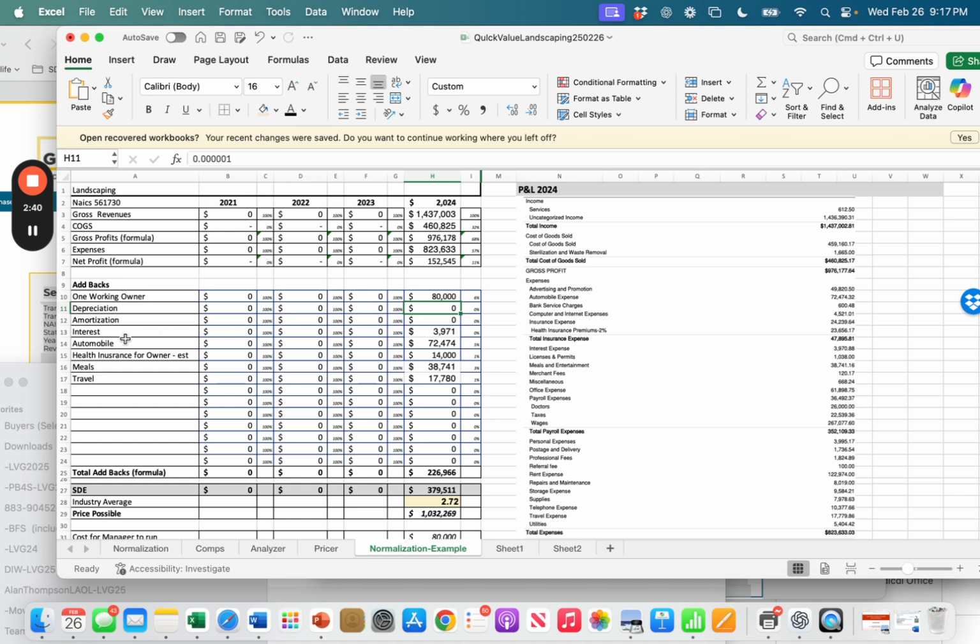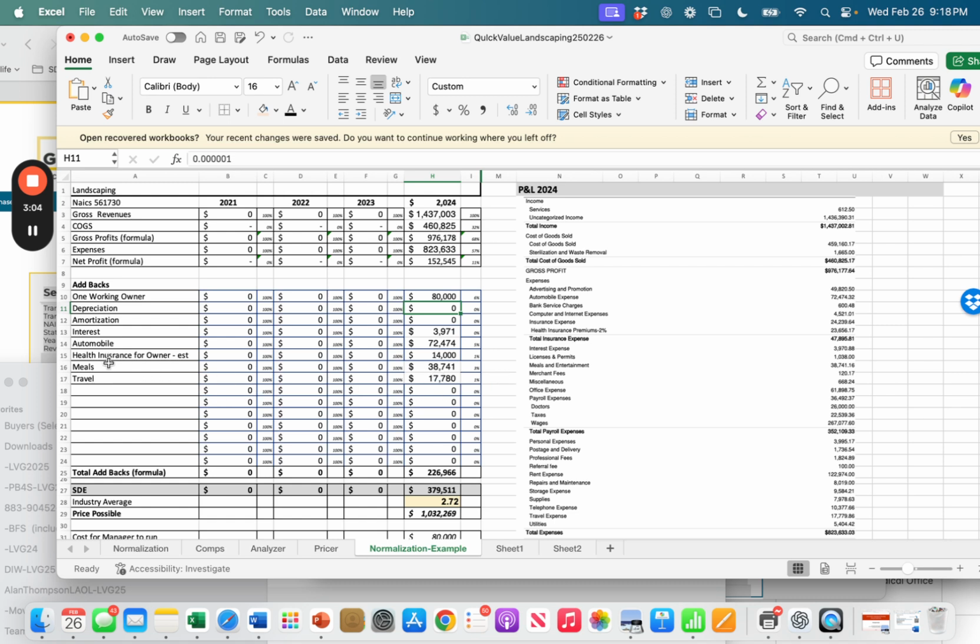Now, these people had pretty high automobile expenses. I just left it in there at that amount. They had some health insurance that was personal, and so we thought it was about $14,000, but they had much more than that, 23 or something like that. Some of it went to one of the employees. So we added $14,000. That's an estimate. I put EST so I'd remember that. Meals got added back and travel got added back.